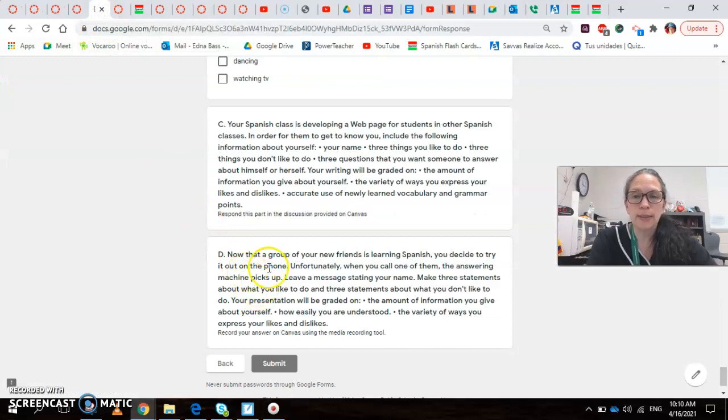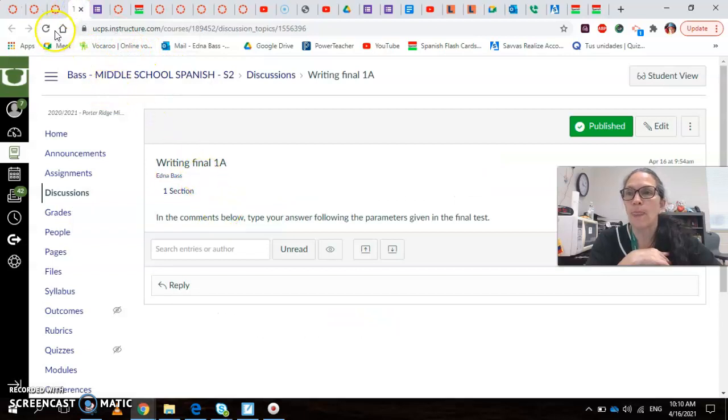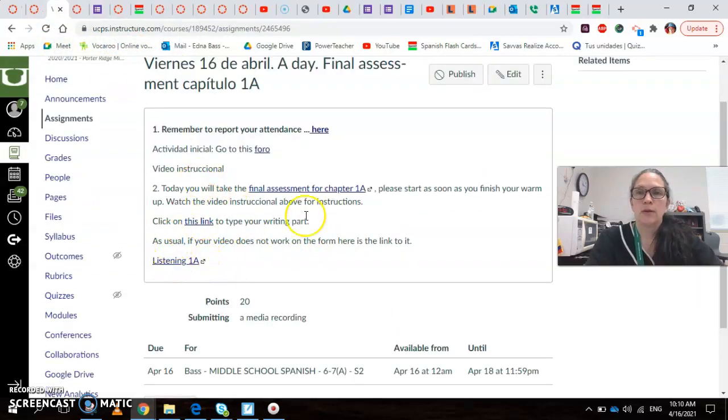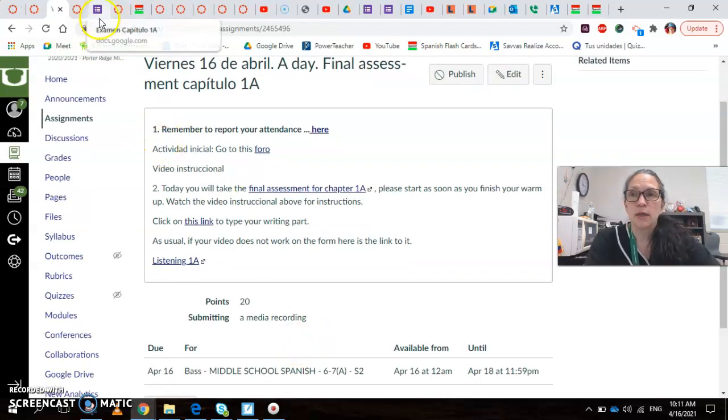Then the last part says, now that a group of your new friends is learning Spanish, you decide to try it on the phone. And that's what you are going to record. Here are the instructions on how to record. Once again, you're going to the plan, and you have the option here to record, immediate recording. So you just click there and record, and it's going to be on Canvas. So all those are part of the final assessment.